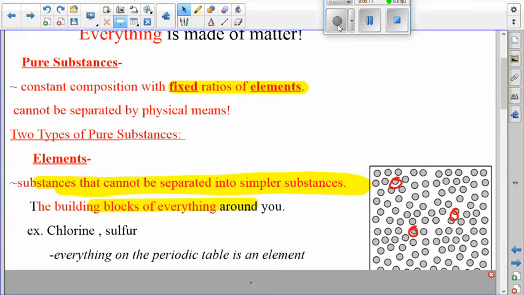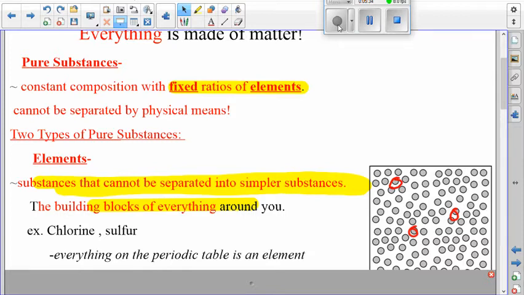Every single thing on the periodic table is an element. Okay? So if you look over to your right, students in person, and you look at that big chart over there, the periodic table, which you will have a paper copy of that you'll use every single day the second semester, anything on there is an element.